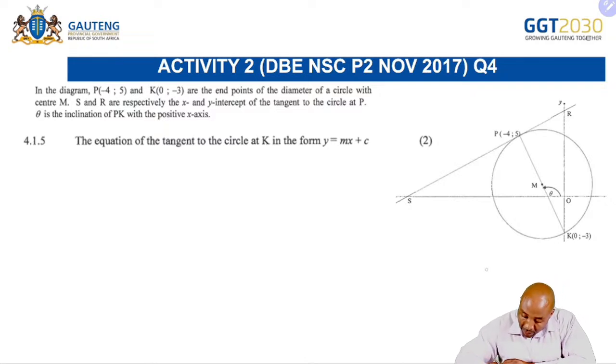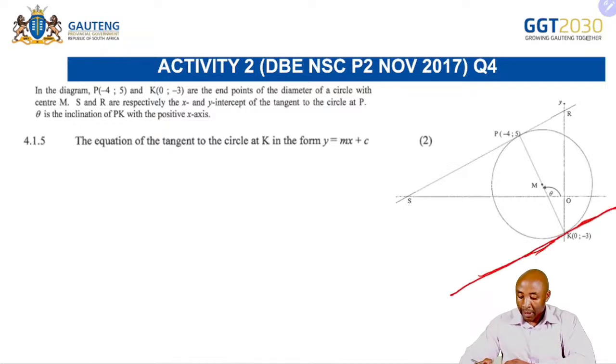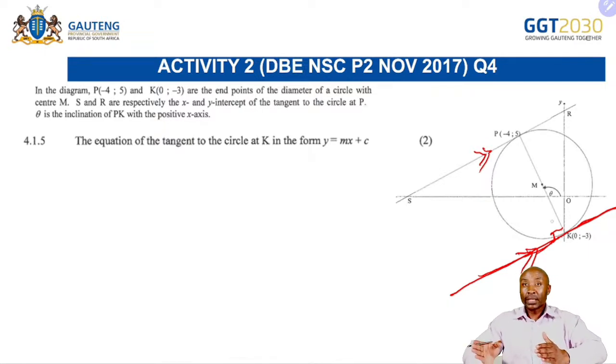Now, we know that a tangent is a line that touches the circle at only one point. And if you look at this, we know that the tangent is perpendicular to the radius, it follows that SR is parallel to the other tangent that passes through point K, because this is perpendicular, that one is perpendicular. It means they are equal distance apart, therefore they are parallel to each other.